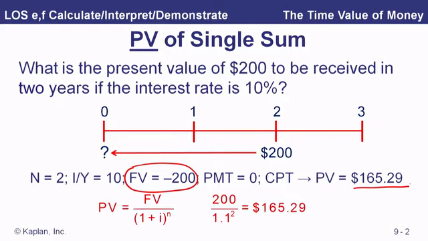There's no interim payments, no flows into or out of this account. So if we put $165.29 in the account today and earn 10% compounded annually, there'd be $200 in the account after 2 years. And again, we can look at the mathematics of it and say now we're discounting. Instead of growing that $200 at 10%, we're going to divide by 1.1 twice and get the present value of 165.29.